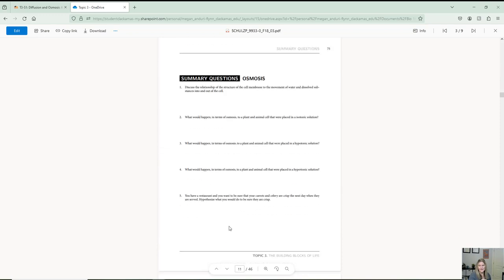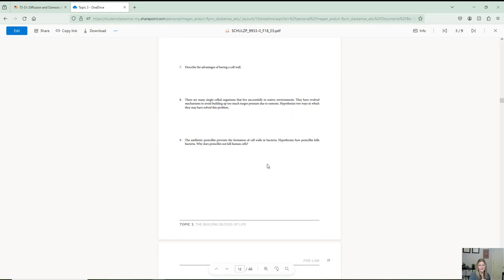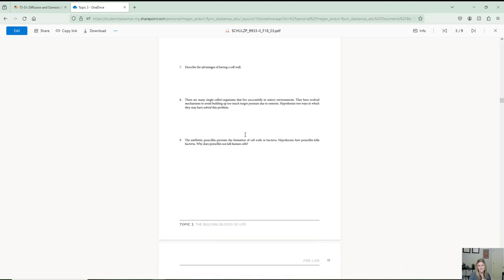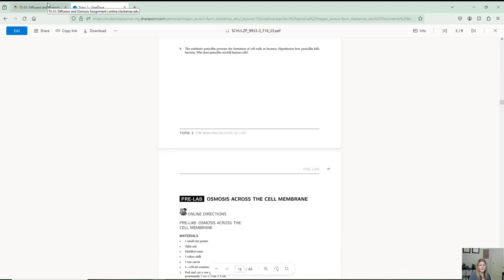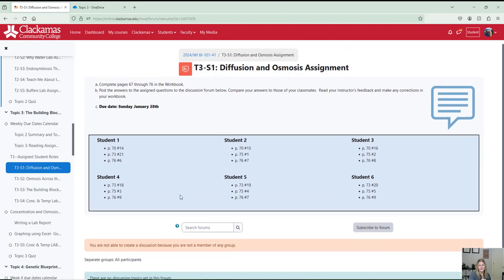And then we have our summary questions that review what we learned in that section. There are some application type questions, which are a little bit more tricky. You might need to look up in your textbook the advantages and disadvantages of having a cell wall and how that relates to osmosis and things like that. So that is our first assignment. You're just posting the answers to your assigned questions in the discussion below.